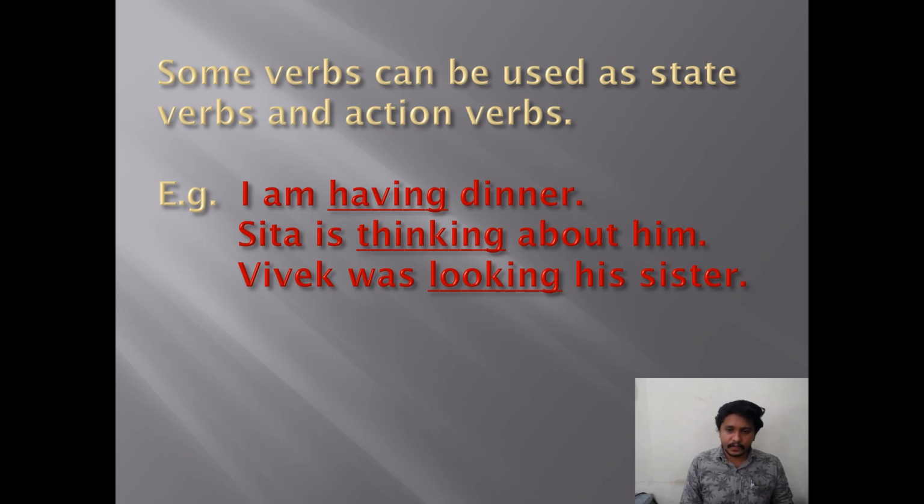Sita is thinking about him. Think is a state verb, but thinking about him becomes an action there. Vivek was looking his sister. Look is a state verb, but we used the ing form and it became looking. Here it means Vivek was searching for his sister. That is the meaning given here, so it became a physical activity. That is the important idea you have to remember in state verbs.